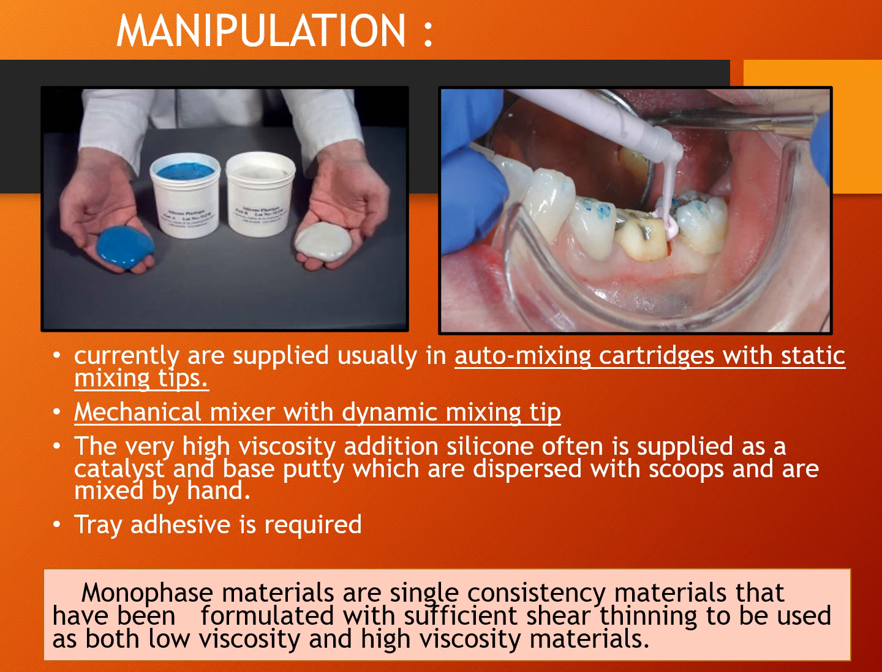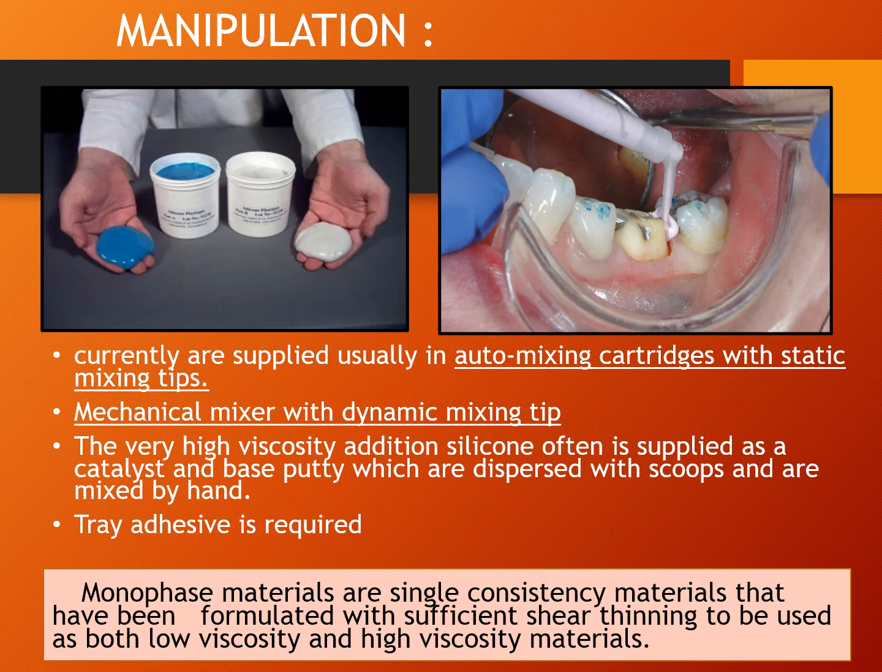Coming to the manipulation of addition silicones, it is available in a paste system, that is base and catalyst, and putty in jars. They are currently supplied usually in auto mixing cartridges with static mixing tips, or a mechanical mixer with dynamic mixing tip. Or the very high viscosity addition silicone is supplied as a catalyst and base putty which is dispensed with scoops, and you can mix it by hand, and for this tray adhesive is required.